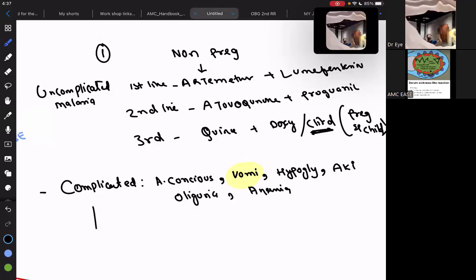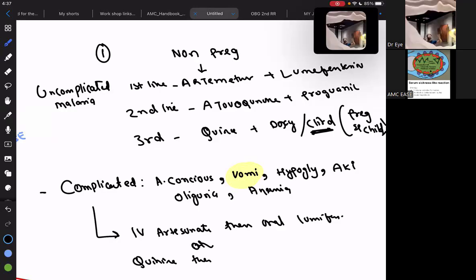Where what we'll do is that we'll go for IV artesunate, then oral lumefantrine, or we can go for quinine, IV quinine, then oral quinine.